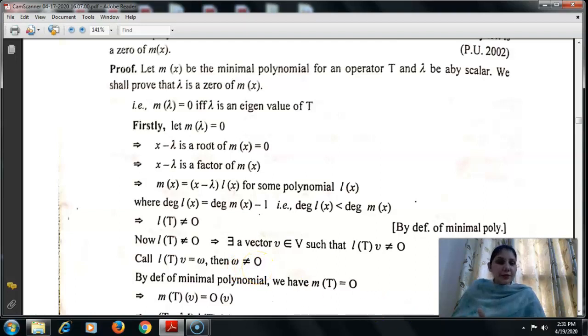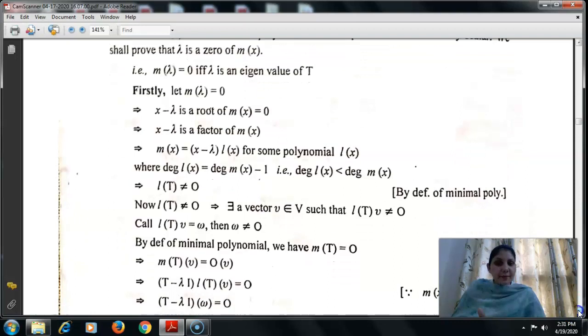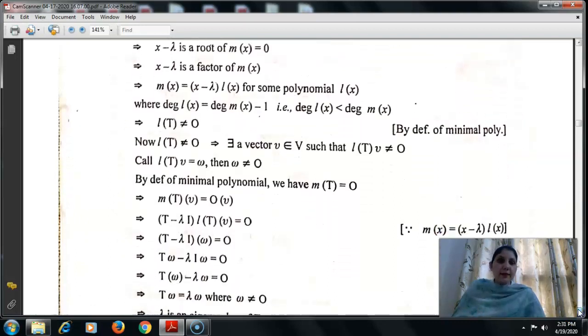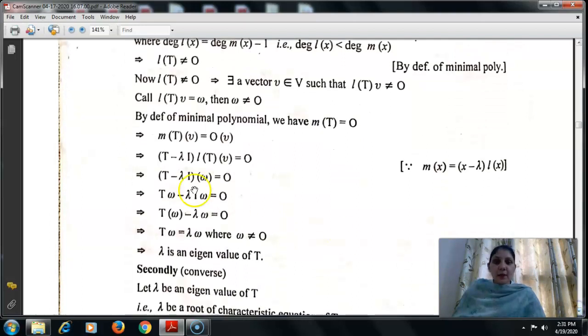Now, by the definition of minimal polynomial, we have MT equal to 0 because it is again the least degree polynomial satisfied by t. Now MTV equal to 0 we can write. And what is MT? Above we checked that mx equal to x minus lambda lx, so mt can be written as t minus lambda I lt. Simplifying, lt v we wrote as w. So this becomes tw minus lambda I w equal to 0, that is tw is equal to lambda w, where w is not equal to 0. So what is this? This is the definition of eigenvalue of t. Therefore lambda is an eigenvalue of t, right?